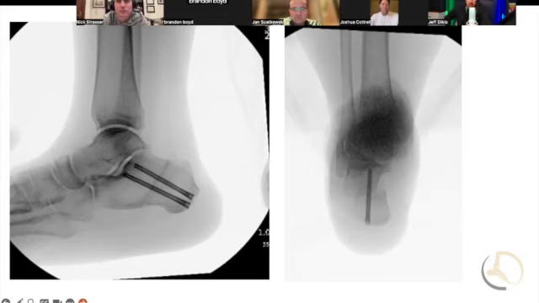I would agree with you. I tend to work proximal to distal, posterior to anterior. So I would agree with that. Okay. So we all agree we're going to do some sort of osteotomy to help improve the alignment.